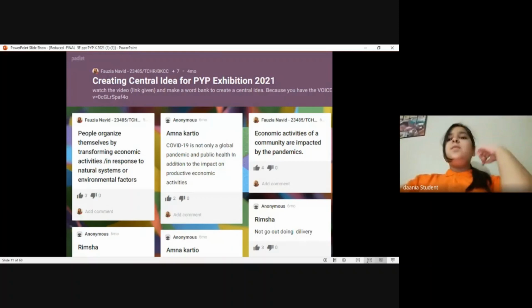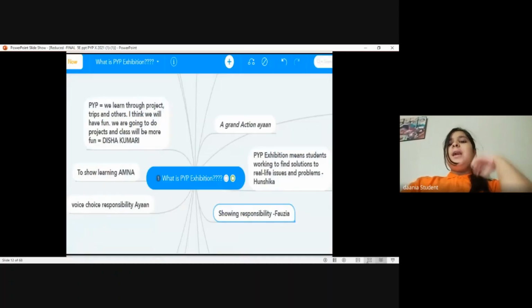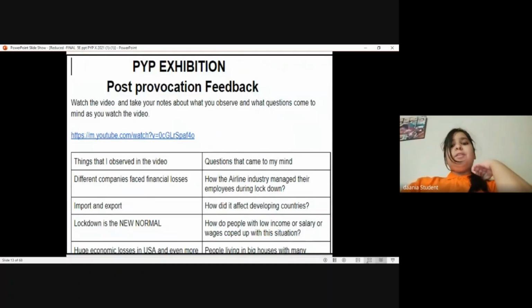Since schools were closed due to lockdown and physical collaboration was not possible, we collaborated through online tools like Padlet, Google Meet, MindMeister, Google Docs, etc. to develop our central idea and decided the related key concepts.